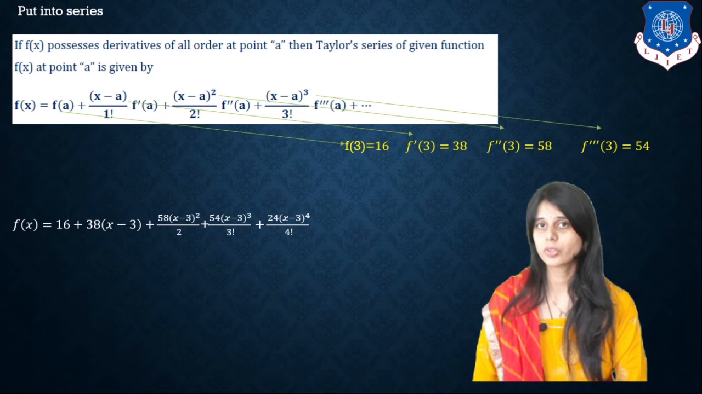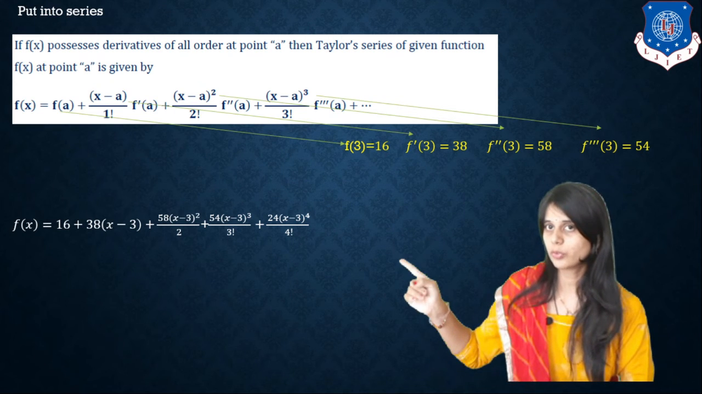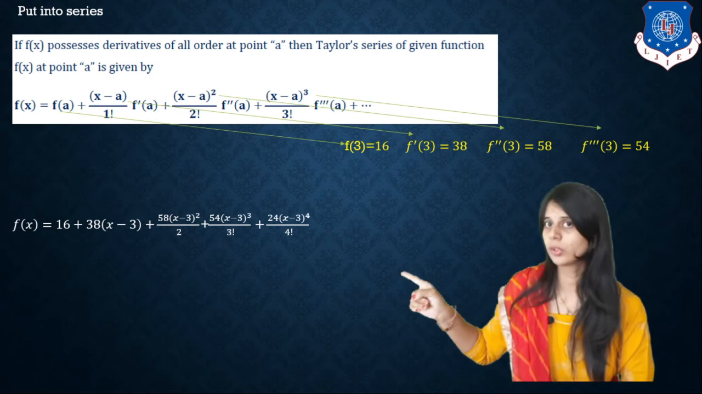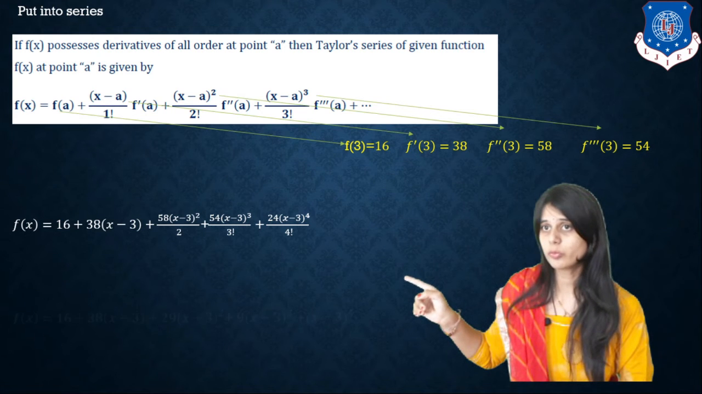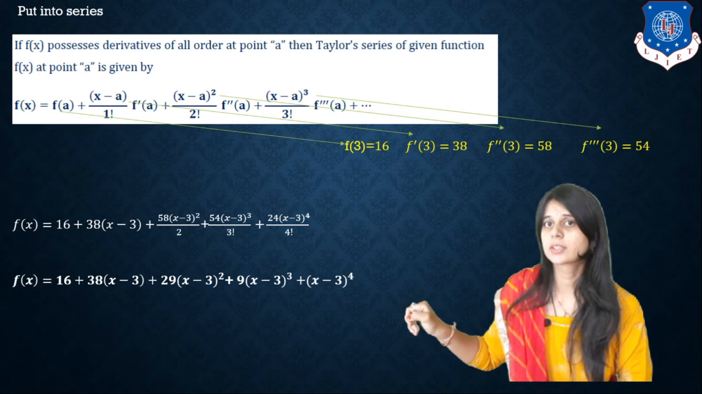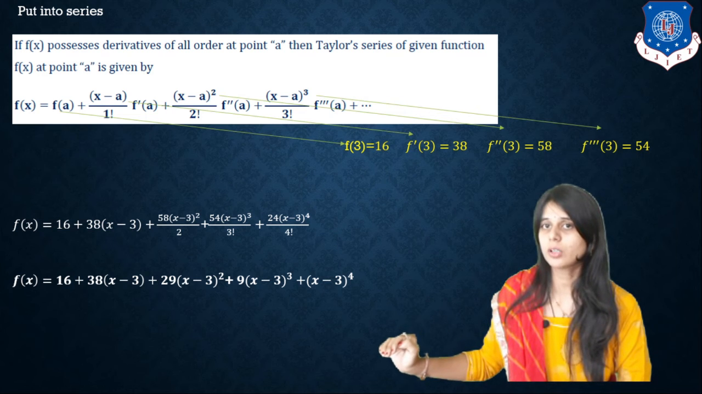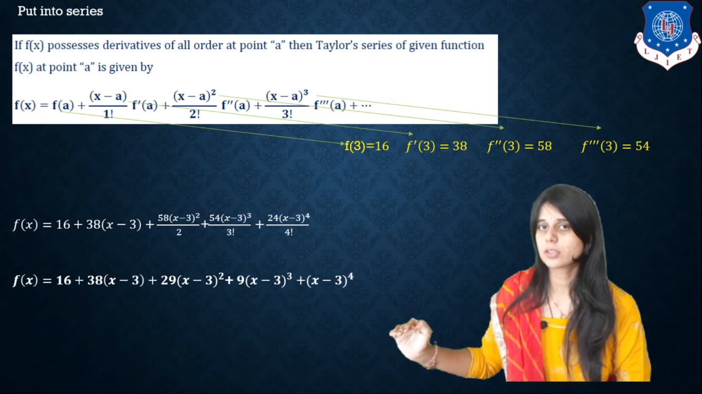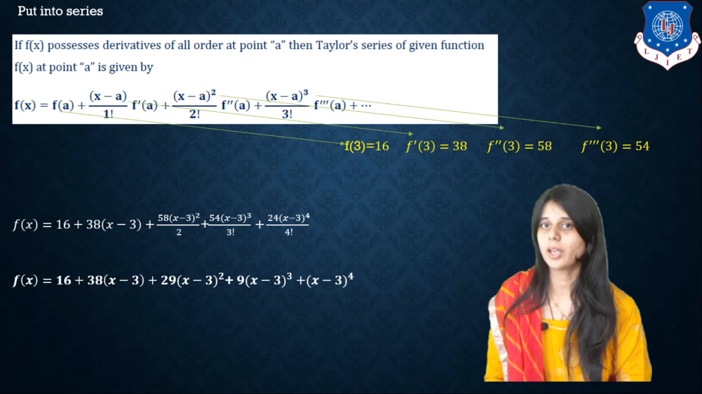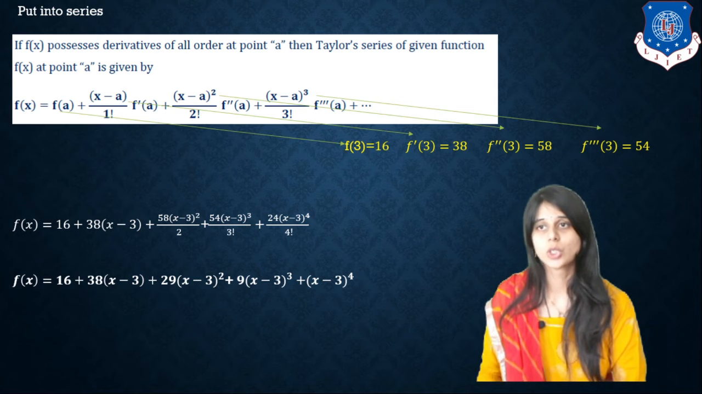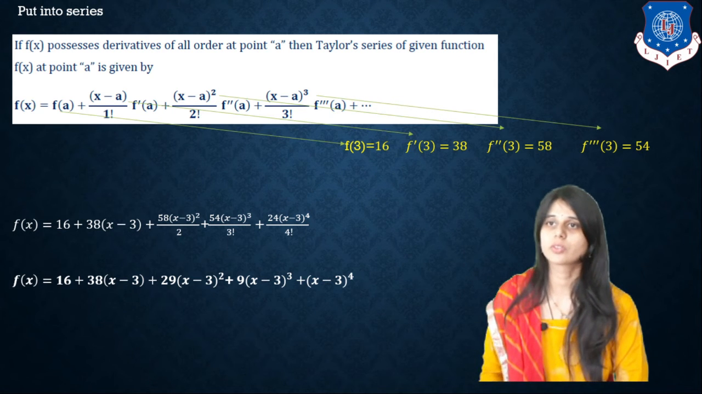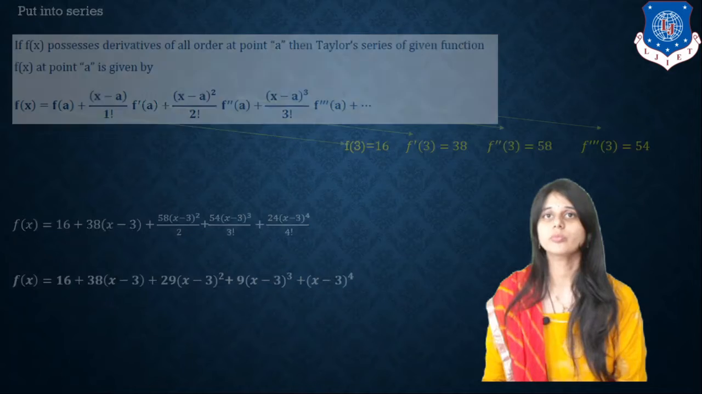So, applying this in the series, we get f of x equal to 16, 38 times x minus 3, 58 times x minus 3 whole square, plus 54 times x minus 3 whole cube upon 3 factorial, 24 times x minus 3 raised to 4 upon 4 factorial. So, removing the denominators, we get the last series: 16 plus 38 times x minus 3, plus 29 times x minus 3 whole square, plus 9 times x minus 3 whole cube, plus x minus 3 raised to 4. So this is the Taylor series of the function in powers of x minus 3.